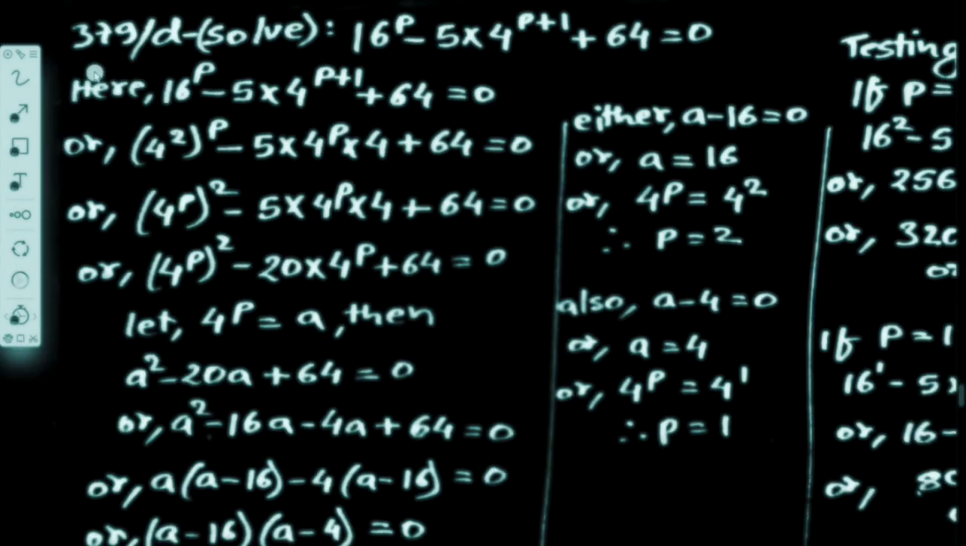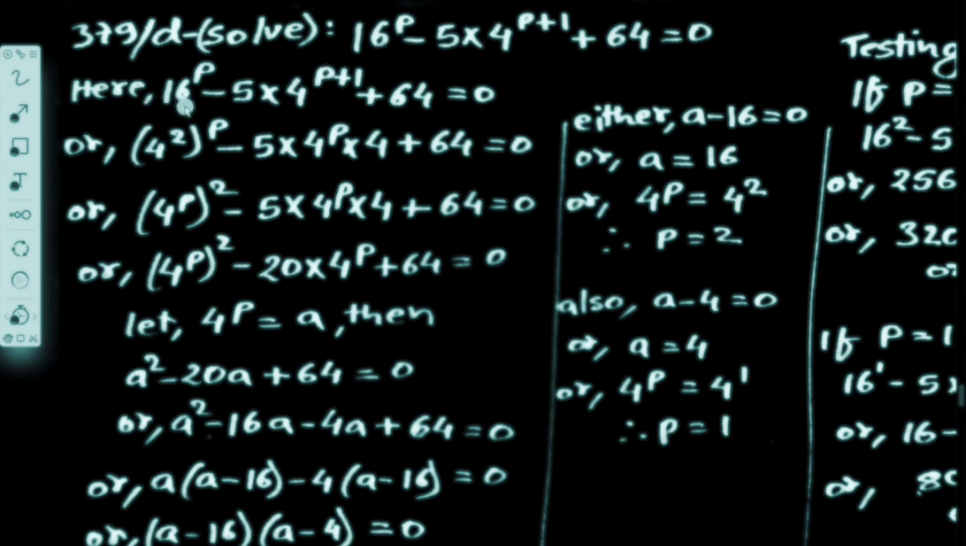Next problem, problem number 379 by D. Solve. Here our given equation is 16 power p minus 5 into 4 power p plus 1 plus 64 equals 0. This is our required equation. From this equation, we should get the value of this p.